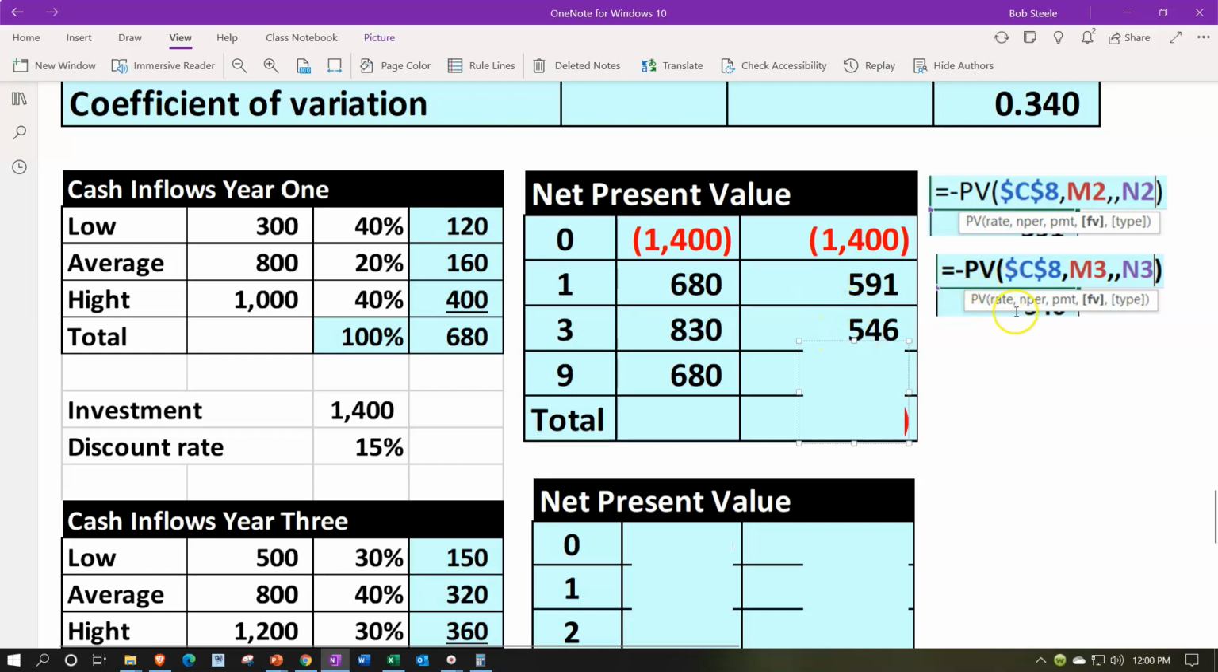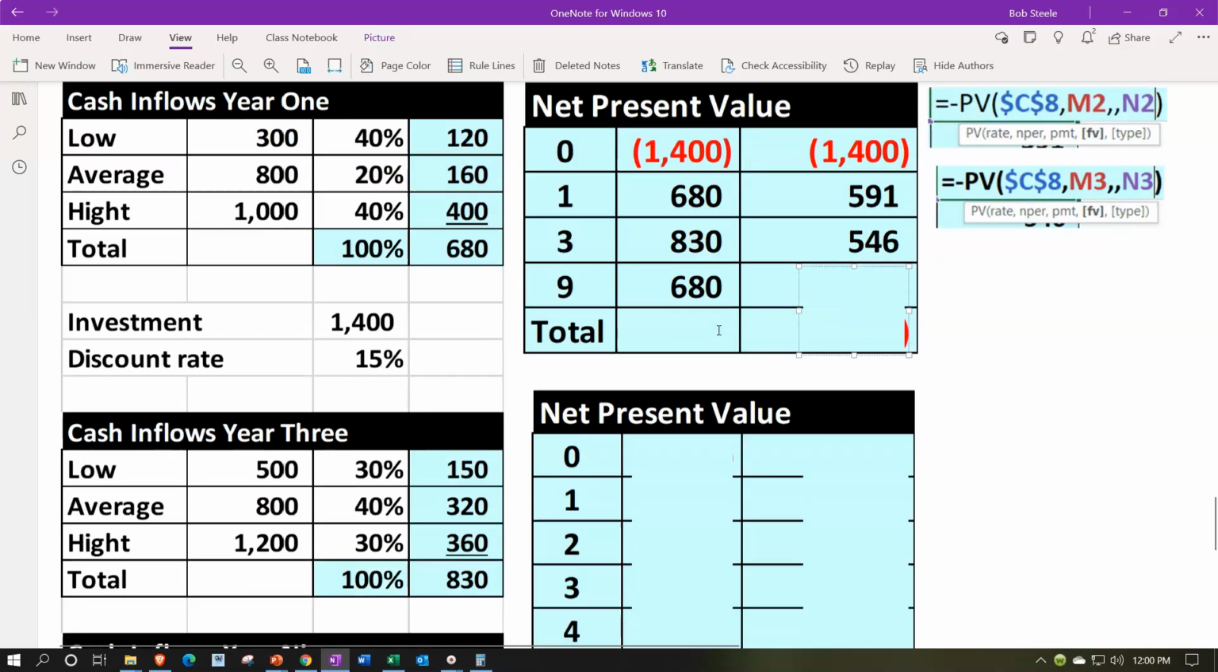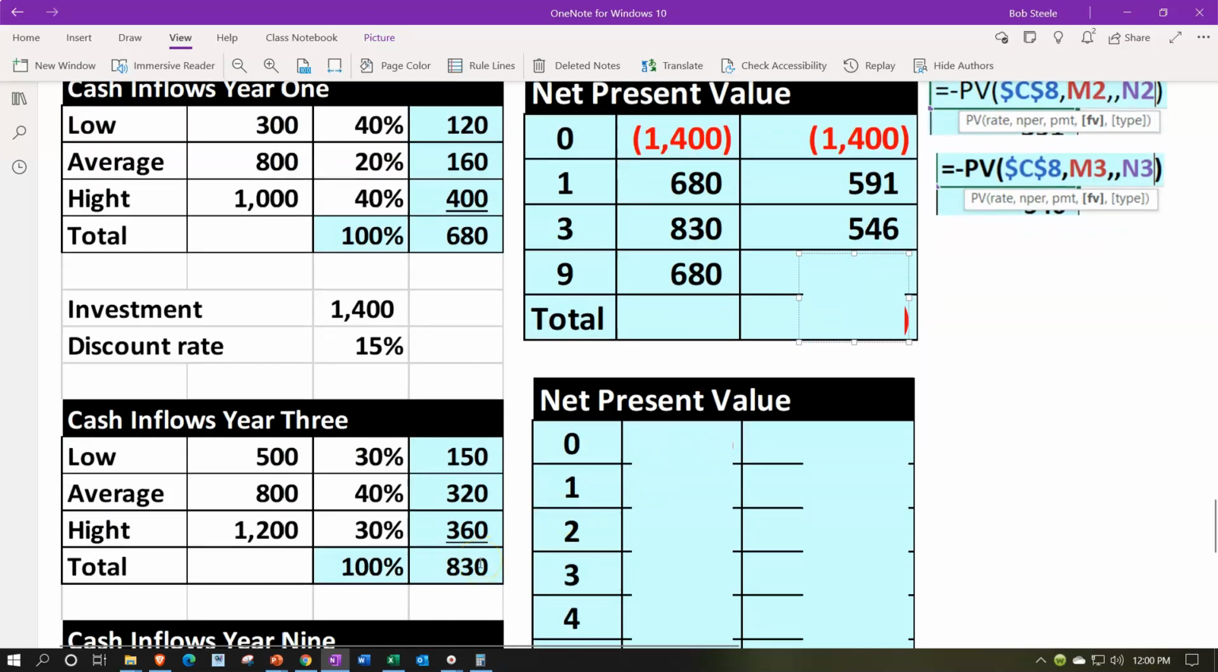Now, if I copied this cell reference down, you'll note that this cell right here, which represents the number of periods, would copy down from this 1 to 3, because we skipped period 2. So that's how this column is helpful over here. So in other words, if we discounted the 830, which we got from this calculation, our expected value is this 830, and we discount it back 3 years using the discount rate of the 15%, we get the 546.